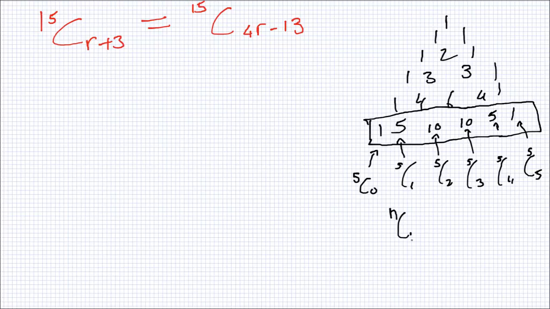This nCr business is the same as n choose r. I prefer to use nCr because that's how it appears on the calculator, but in the formula book they use n bracket r, like for the formula for binomial probabilities with the p's and the q's.